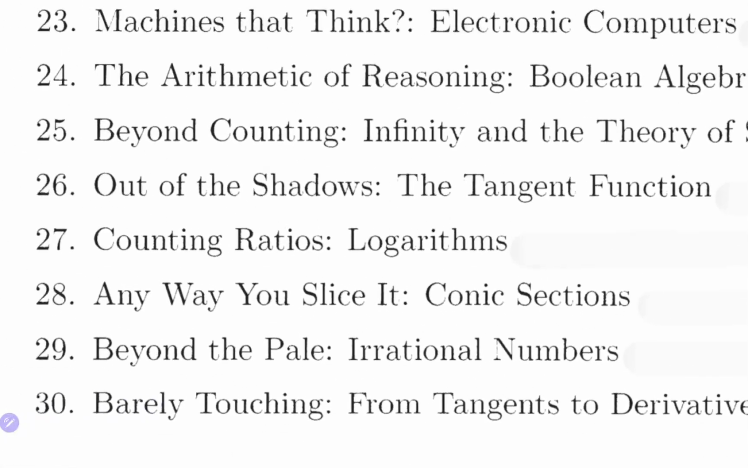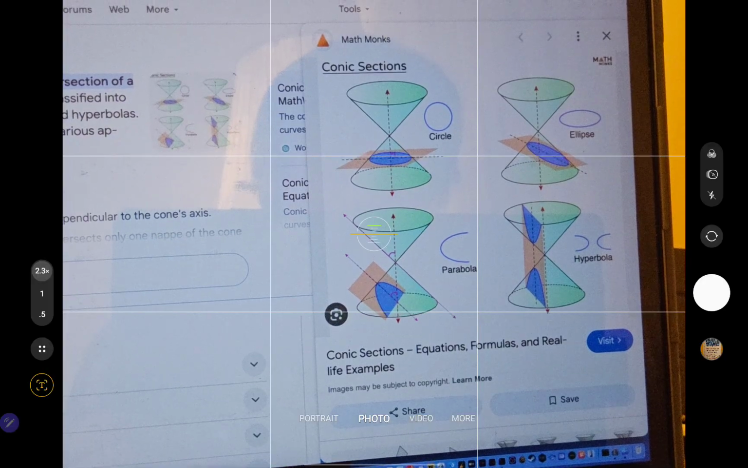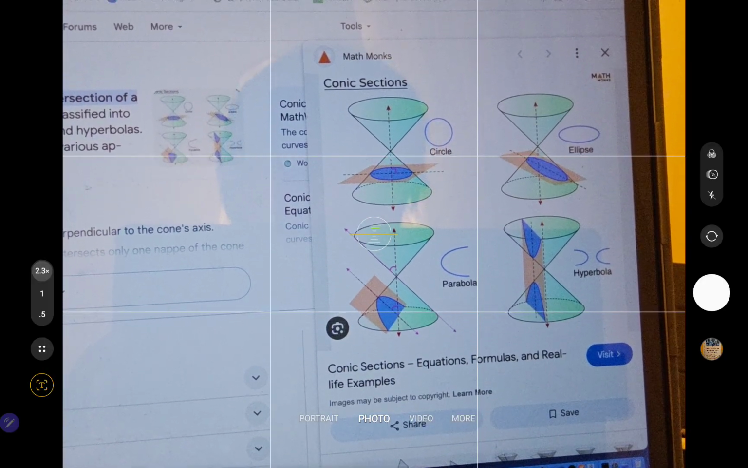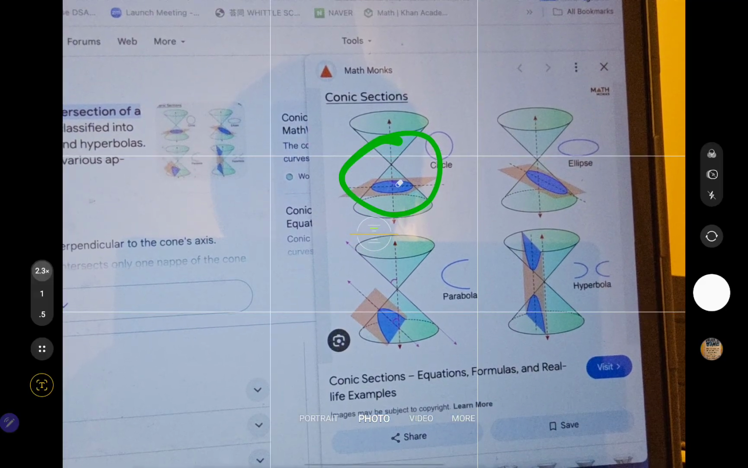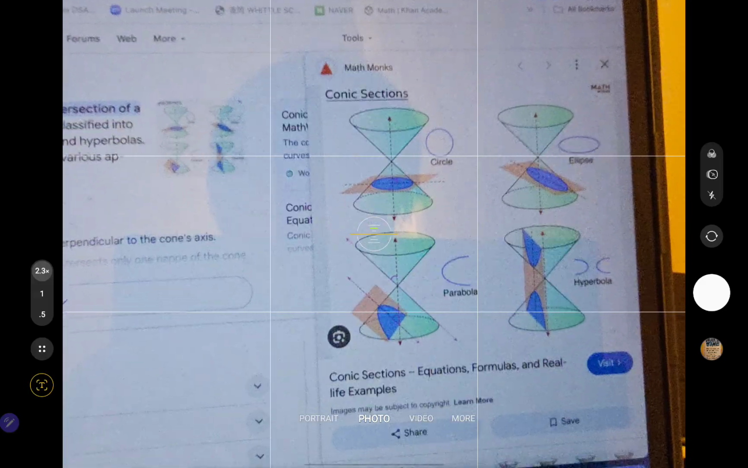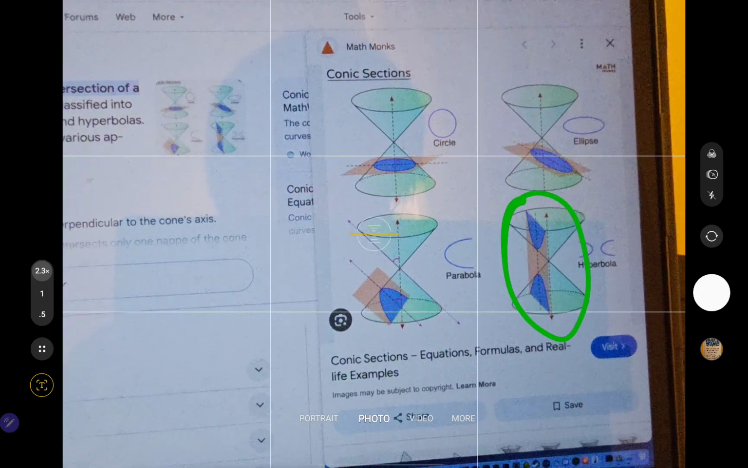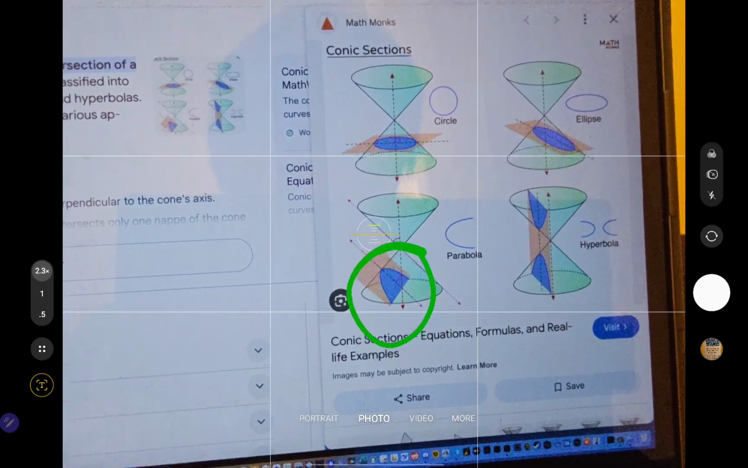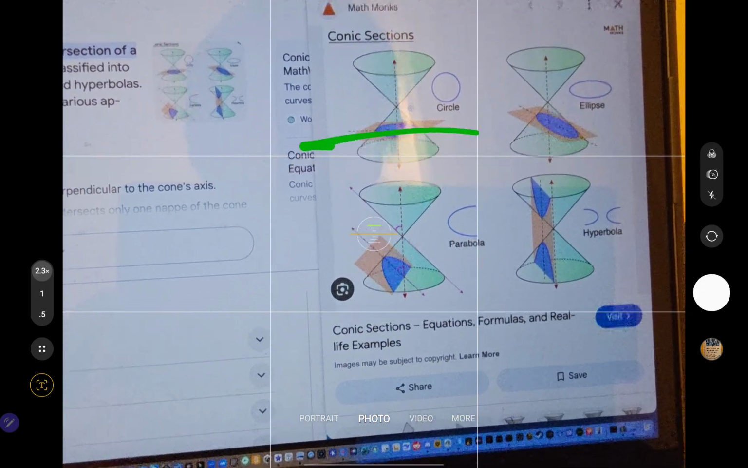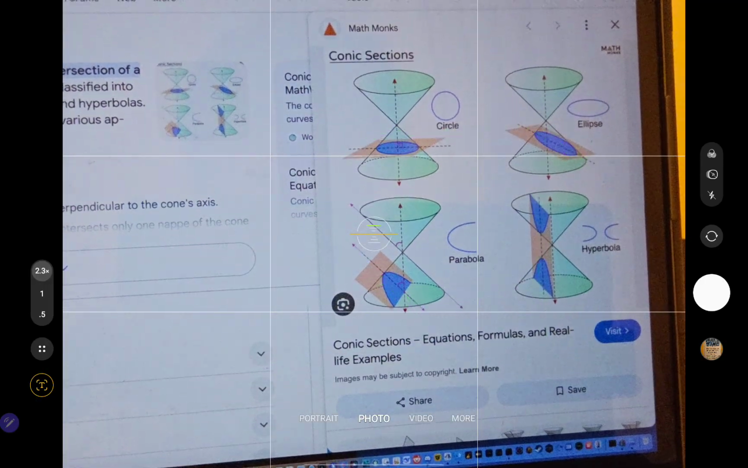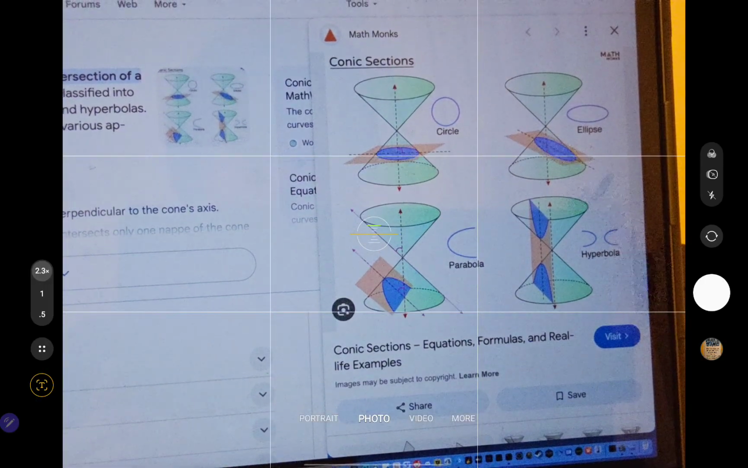Then we have conic sections. Euclidean geometry, plane geometry, except now we're combining 3D with 2D. You make a cross section. You make cross sections and you find what each one of those looks like. This is apparently called the hyperbola. This is the parabola. If you put a plane in different ways through the 3D object, well then what would you get?